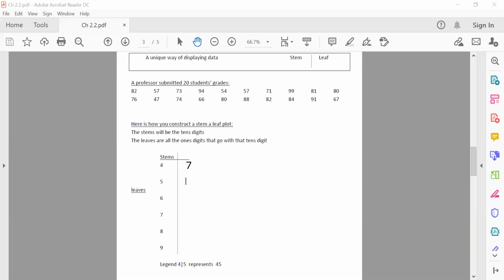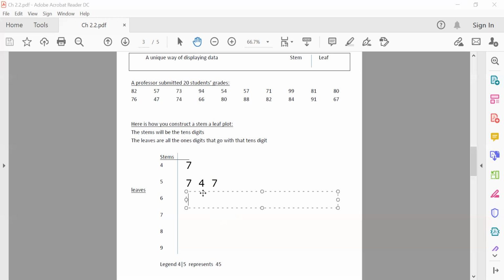In the 50s, which is not the decade I was born in, 57, so I'll put a 57. Put a little space, next 50s, 54. Put a little space, another 57. And if you have repeats, you make sure to put them in as repeats in the stem and leaf plot. But it looks like there's nothing else from the 50s.